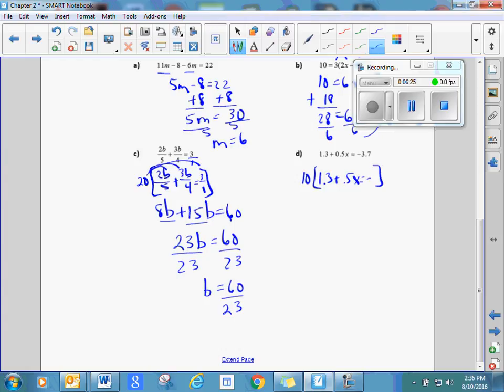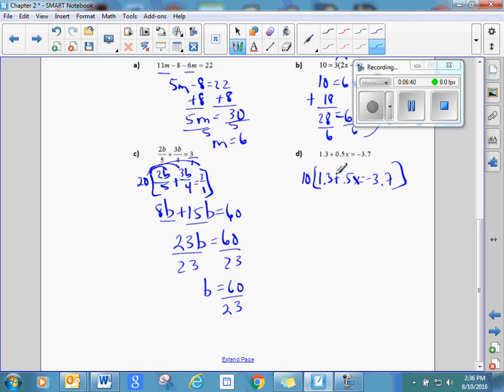I'm running out of room. Oh, come here, eraser. There you go. Bear with me. So equals negative 3.7.